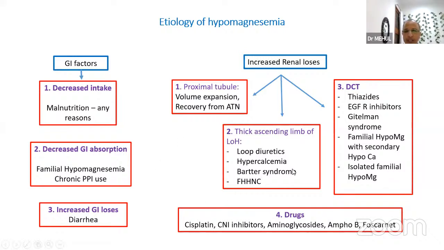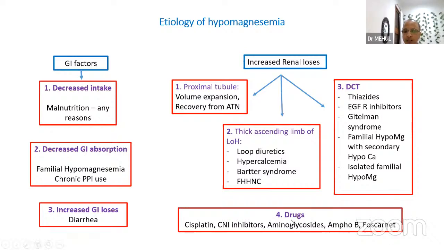We should not forget the importance of drugs which can contribute to hypomagnesemia. And these are some of the few drugs which are commonly associated with hypomagnesemia. Cisplatin is the prototype of chemotherapy drug which can cause hypomagnesemia in up to 25%. CNI inhibitors, especially tacrolimus, which we have been using more and more over the past 2 decades. In one study of children post-renal transplant, almost 65% of children with tacrolimus on board had significant hypomagnesemia.